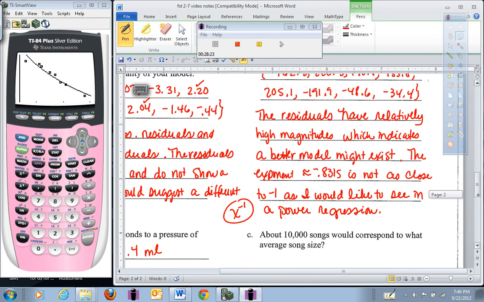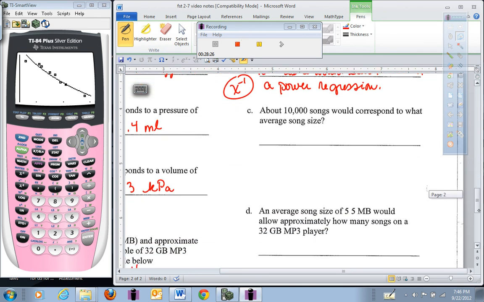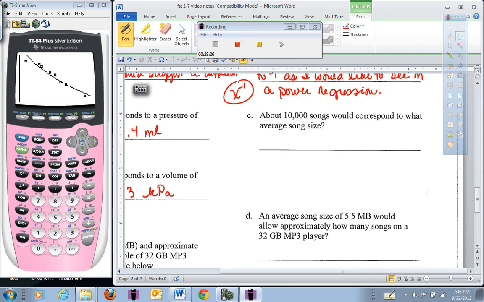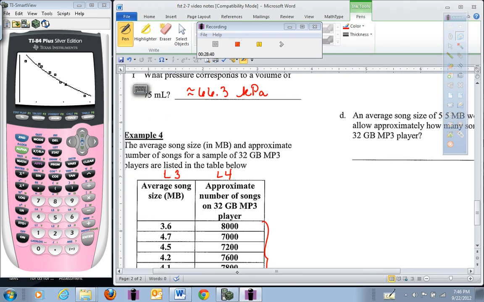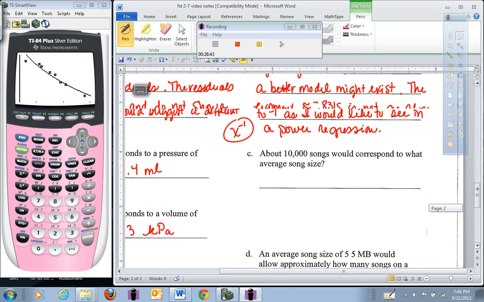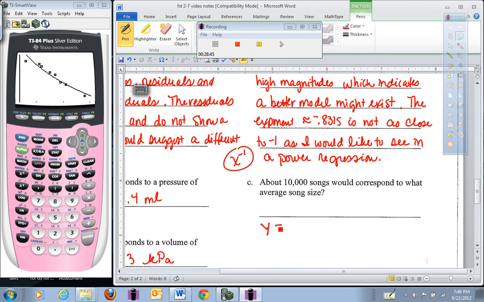It may not be as accurate as if more points were closer to the curve, but we can still make predictions off of it. So about 10,000 songs would correspond to what average song size? Again, we have to ask ourselves, is 10,000 songs an X value or a Y value? In this case, it's a Y value, isn't it? It's when Y is equal to 10,000. So I'm going to go to my window and see if I can have Y of 10,000. I can't, so I'm going to expand this. I'll go to 11,000, and that ought to be enough, don't you think?